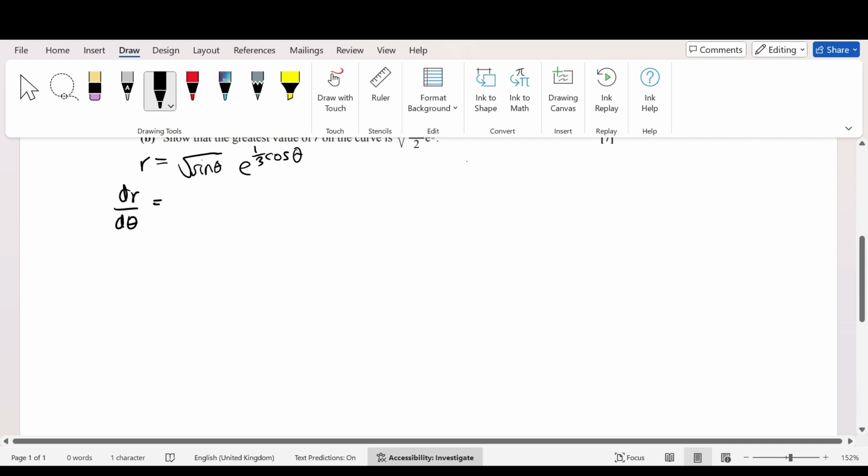So if I call this function u and I call this function v, we know that the product rule is v u dash plus u v dash, and then all we have to do is write on this side u dash is equal to 1/2 sine theta in brackets all to the negative 1/2 times the differential of sine theta, which is just cos theta, and then v dash is equal to negative 1/3 sine theta, because cos theta differentiates to negative sine theta, times e to the 1/3 cos theta. So a bit of chain rule here.